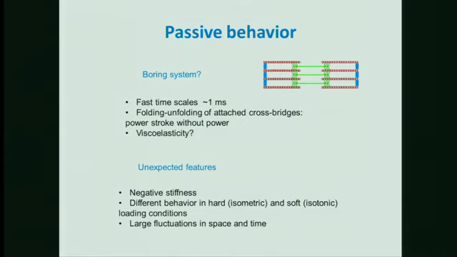However, there were always some unexpected features of the system, and I would list some of these features that at least attracted my attention to the system. There were reports that it exhibits negative stiffness, which is quite unusual for stable materials. Then another example is that it behaves differently in a hard and a soft device. I'm using here the terminology of mechanics. In the muscle world, it would be called isometric and isotonic loading conditions. Again, I'm talking about passive response.